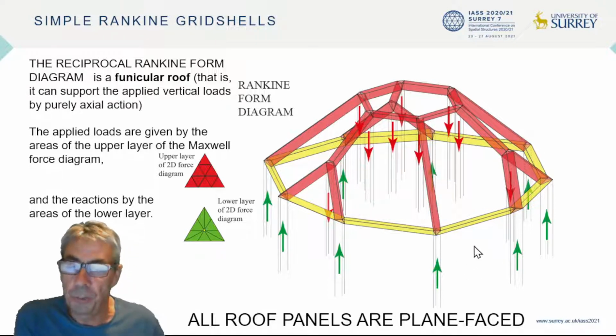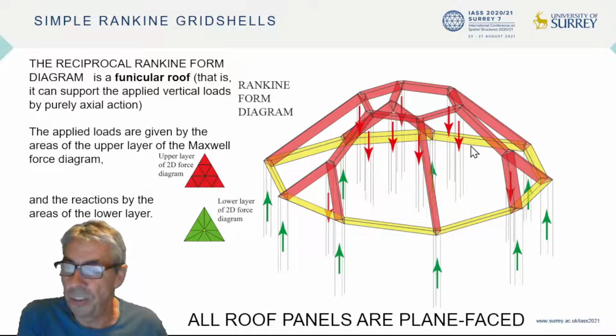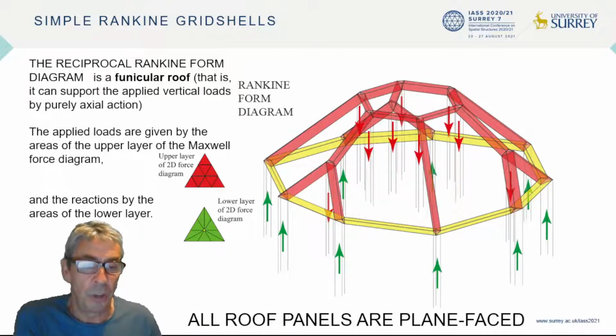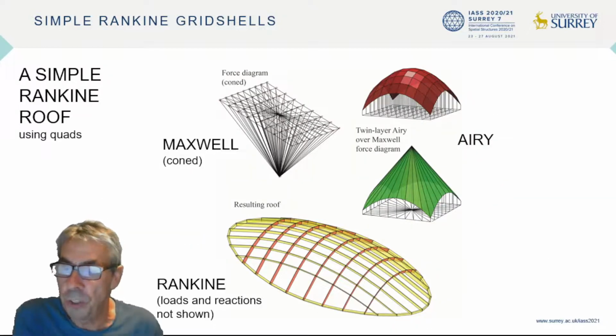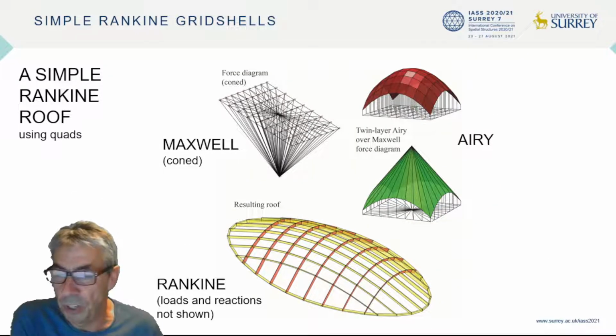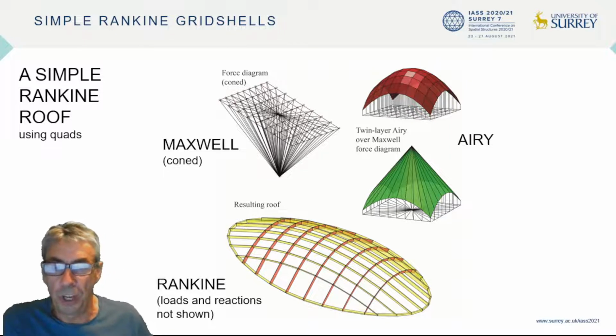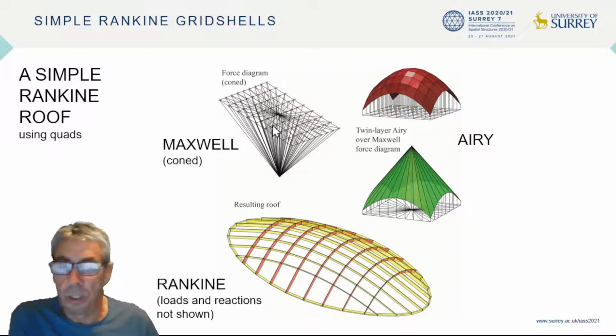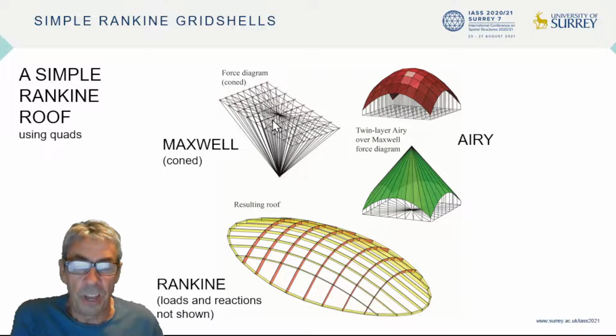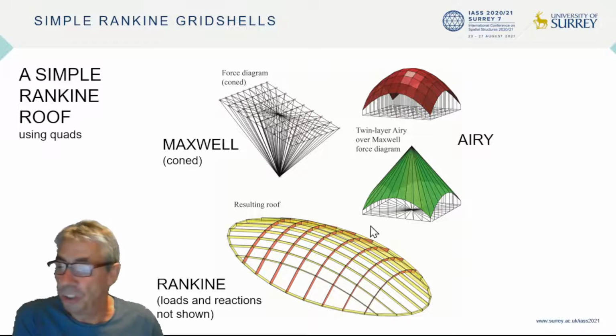An important feature of this procedure is that all roof panels are necessarily plane faced, and this is a direct consequence of the Rankine construction. So there we are, we have a loaded funicular roof with flat face panels. Once coded into MATLAB, it is easy to generate other examples. Here the force diagram is a grid of quads, and these area stress functions lead to this simple Rankine roof.